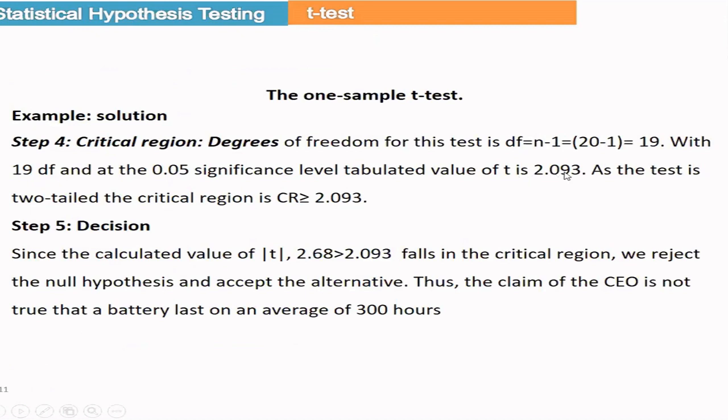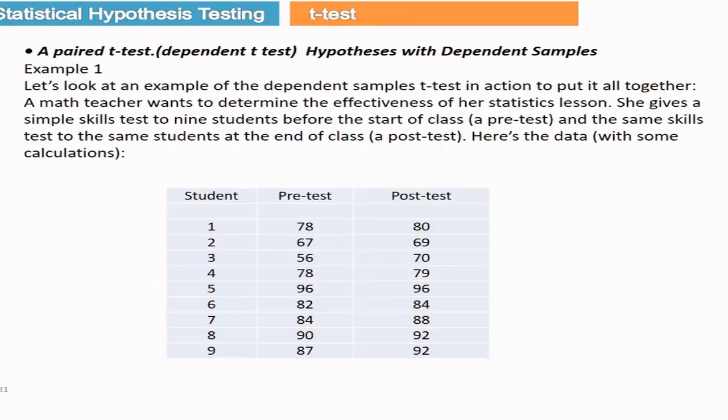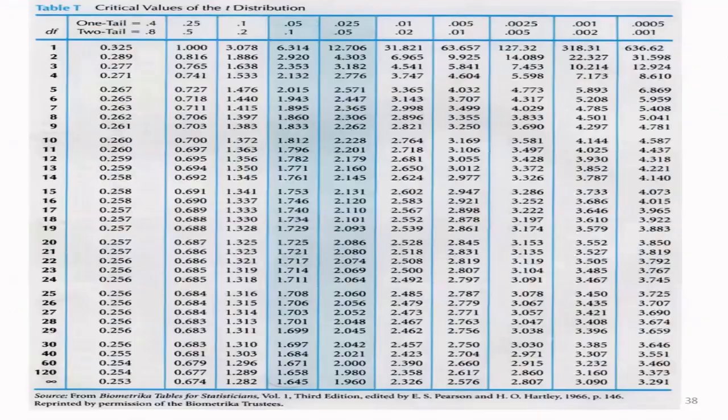Let us see how we can calculate the tabulated value. We know the critical region, that is the rejection region, will be greater than the tabulated value. At the end of the slide, I gave you the t table. If you go to the t distribution table, at the top there are one-tail test and two-tail test columns. Our test is the two-tail test.